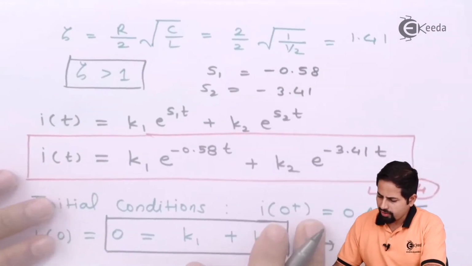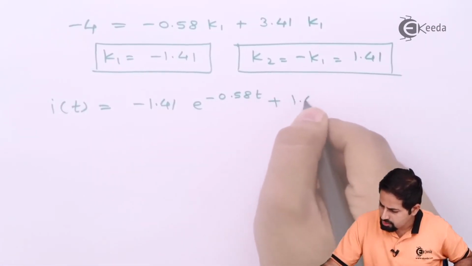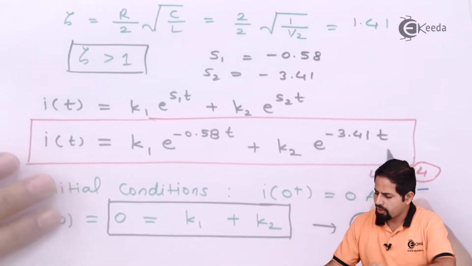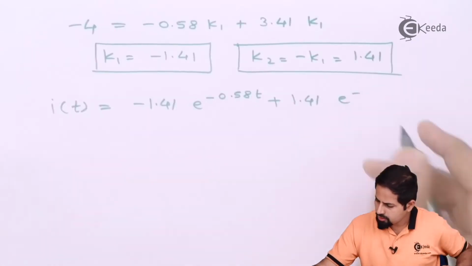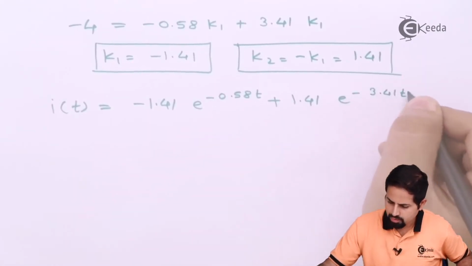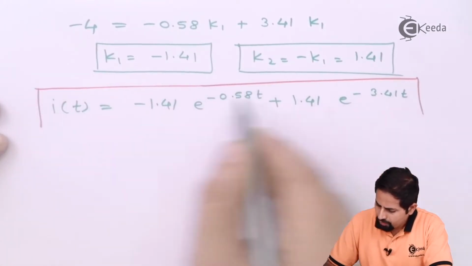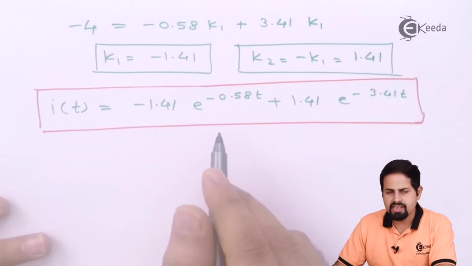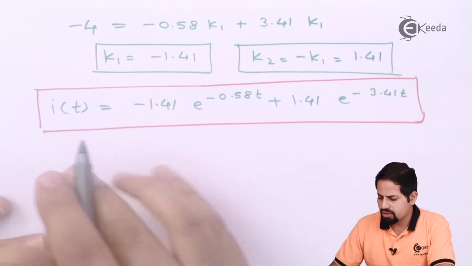and here instead of k2 you will write 1.41. So it is plus 1.41 e raised to minus 3.41 t, and this completes our required solution for I of t, and that is what was asked, the current I of t. Now this is about case 2.